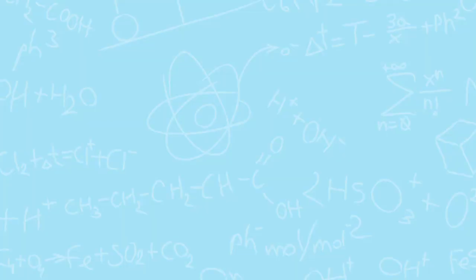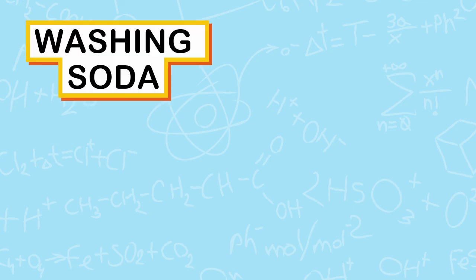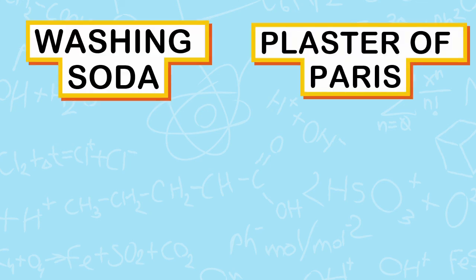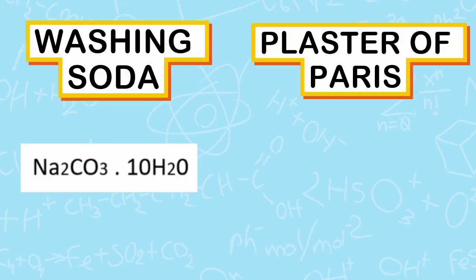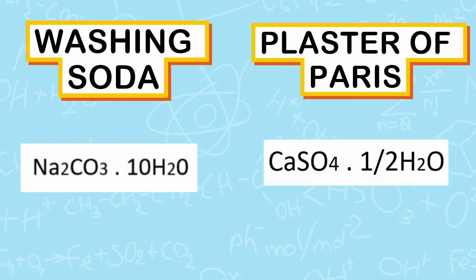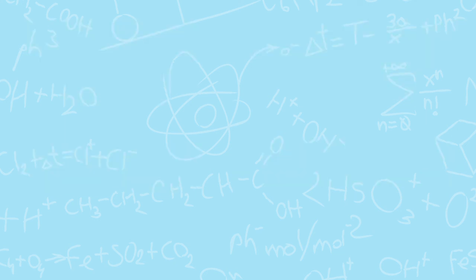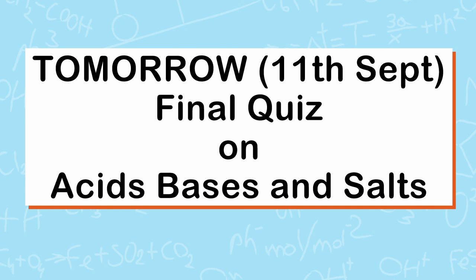To recall, we have studied two salts today: washing soda and plaster of Paris. Washing soda is sodium carbonate with 10 molecules of water. And plaster of Paris is calcium sulfate with half a molecule of water. The half means one molecule of water is shared between two calcium sulfate molecules. So that's about it. These are the last two salts in your syllabus.